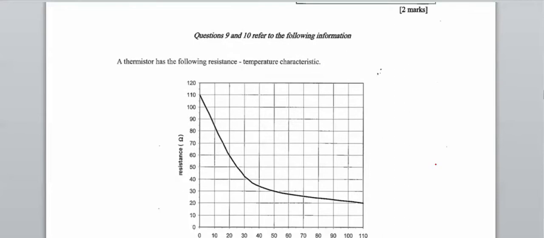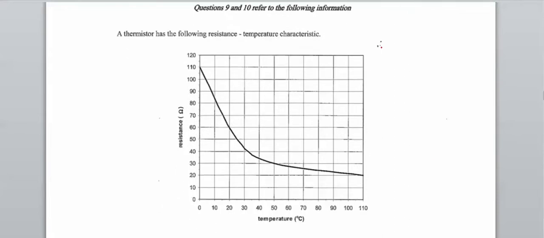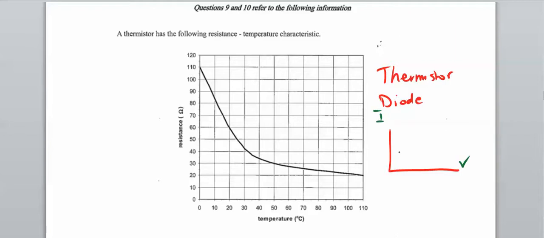Questions 9 and 10. A thermistor has the following resistance-temperature characteristic. Now, a thermistor, like a few other things, like a diode, doesn't follow the common ohmic voltage relationship. If we have a current, an ohmic device will follow a straight line, whereas these certainly don't. They can have all sorts of relationships such as this. This is looking at temperature and resistance.